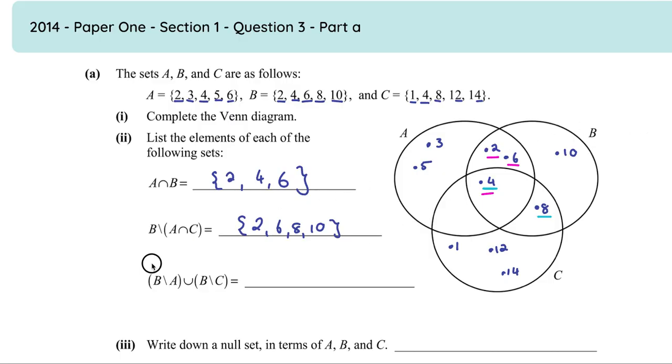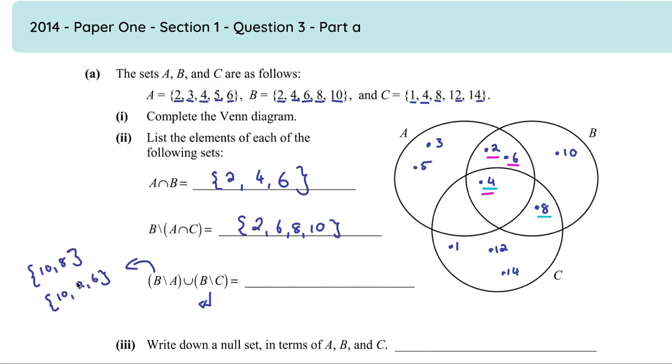Let's write it in 2 parts. The first one worked out to be 10 and 8, because I took out all of the pink in the first one, because the pinks belonged to A. So I'm left with, for the first one, 10 and 8. Now, for the next one, what am I looking at? B take out C. Well, for C, I'm saying take out the blues. So 10 is left, but so is 2 and 6.